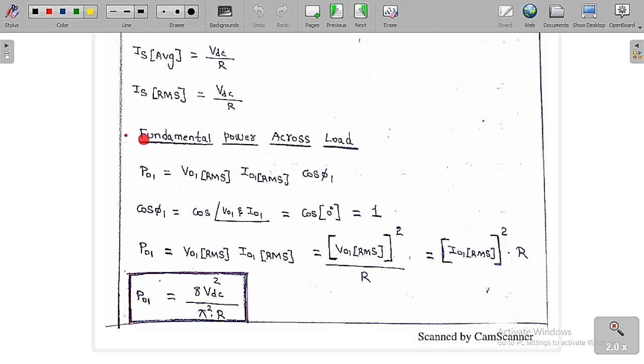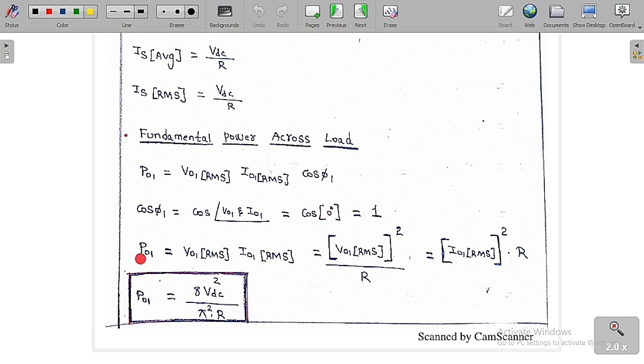Now I want to find the fundamental power across the load, meaning how much fundamental component of the power is absorbed by the load. The fundamental active power across the load is the RMS value of the fundamental component of the output voltage into the RMS value of the fundamental component of the output current into cos phi1, where phi1 is the phase angle between them. They are always in phase because of the resistive load, so 0 degrees, and cos 0 is equal to 1.